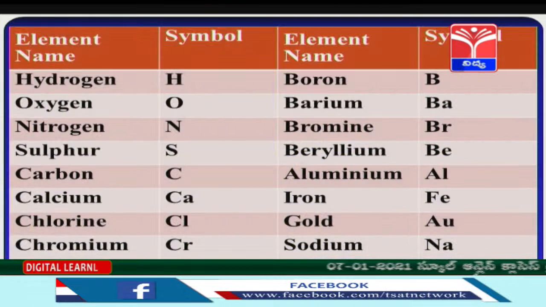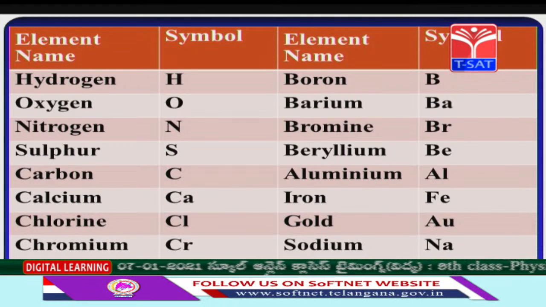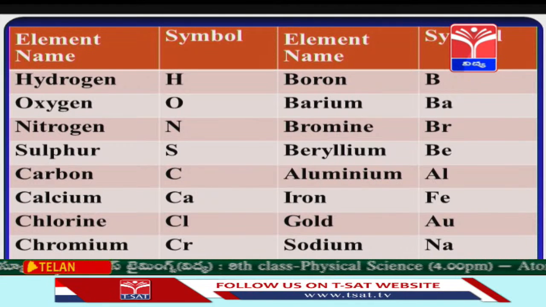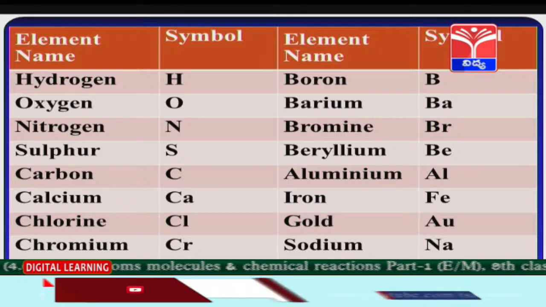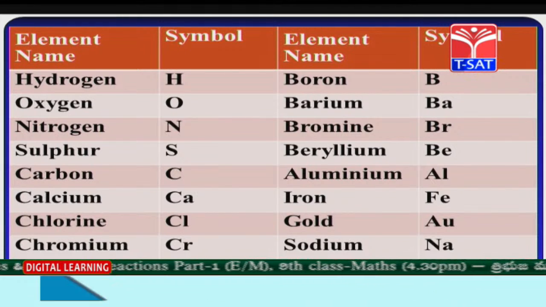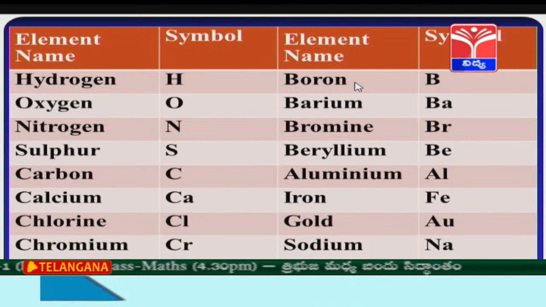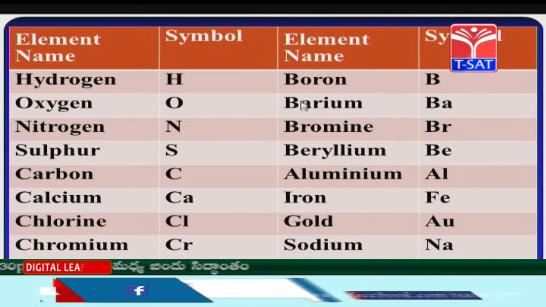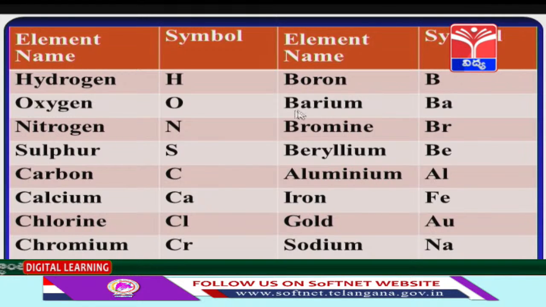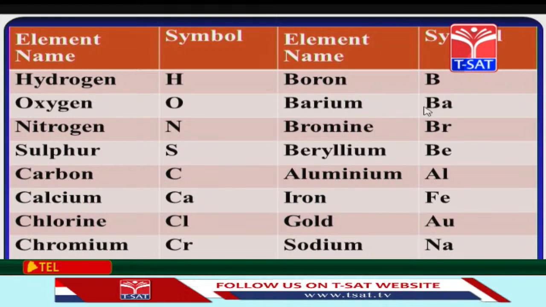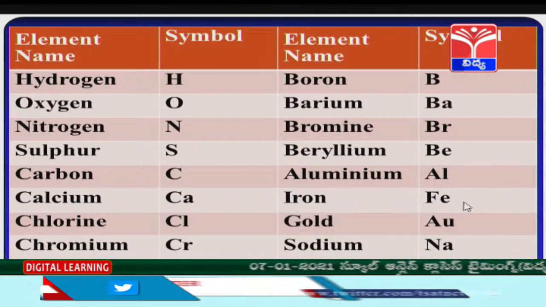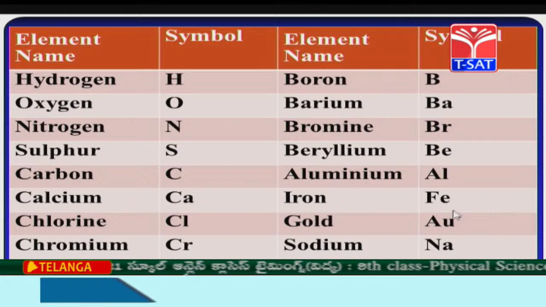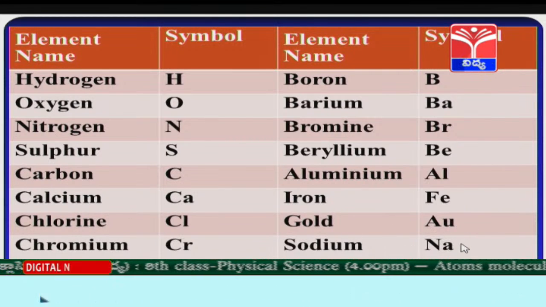So, these are the symbols of some elements given. The symbol of hydrogen is H, symbol of oxygen is O, symbol of nitrogen is N, symbol of sulfur is S, symbol of carbon is C. And children, if you consider boron and barium, both start with B. So, the symbol of boron is B and the symbol of barium, we have taken the first letter and second letter, so the symbol of barium is capital B and small a, Ba. And if you look at iron, the symbol of iron here is Fe and the symbol of gold is Au and the symbol of sodium is Na.